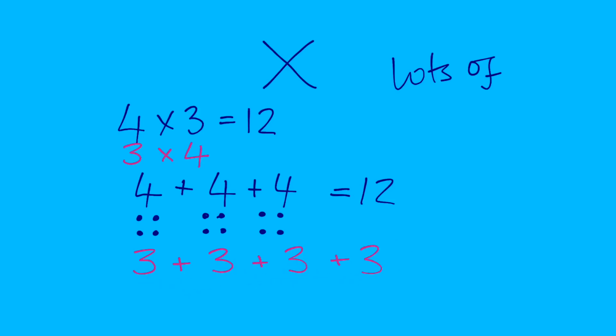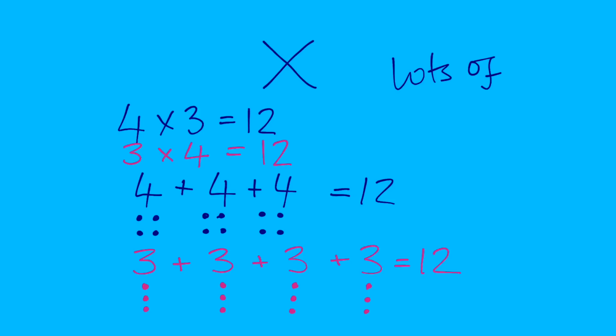And I can show that: 1, 2, 3, one group of 3, 1, 2, another group of 3, another group of 3, and another group of 3, and if I add those up, 1, 2, 3, 4, 5, 6, 7, 8, 9, 10, 11, 12. I've got 12 in total.